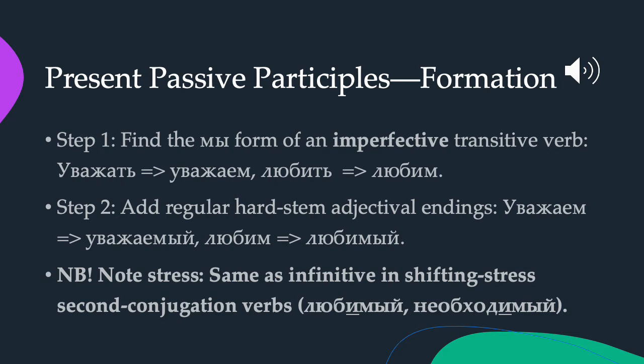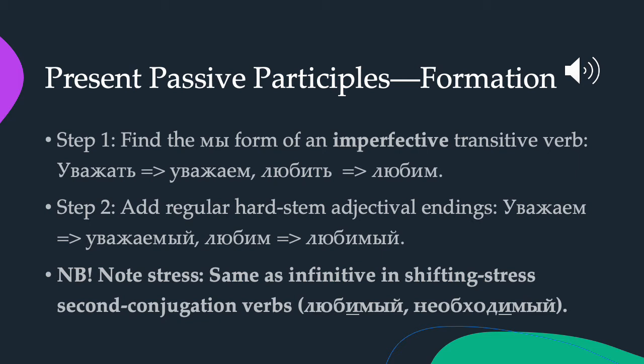So how do we form present passive participles? It's actually really straightforward. First, we find the мы form of an imperfective transitive verb. So present passive participles can only be formed from imperfective transitive verbs. Imperfective because they're present, and transitive because they're passive. So for example, we can take уважать, to respect, and we turn it into уважаем. Любить, to like or love, and we turn it into любим. And then we just add regular hard stem adjectival endings. For example, уважаем becomes уважаемый. Любим becomes любимый, which you probably already know.